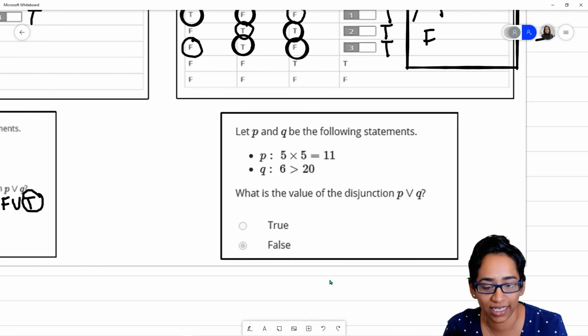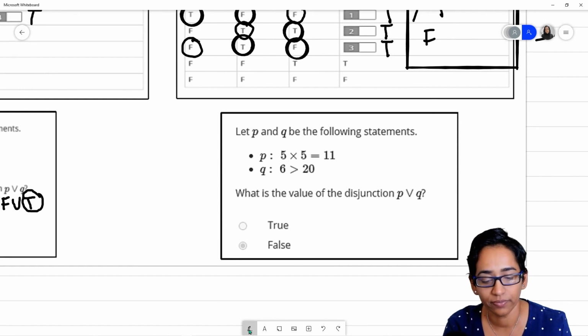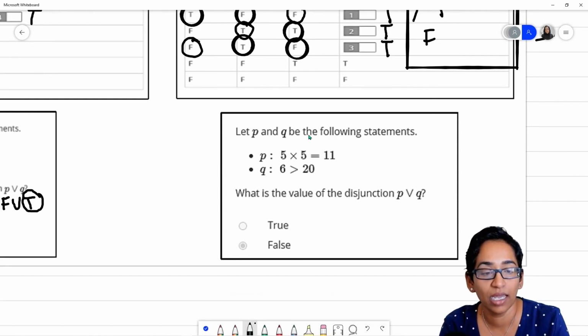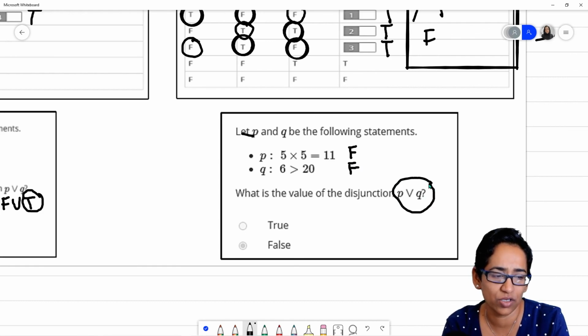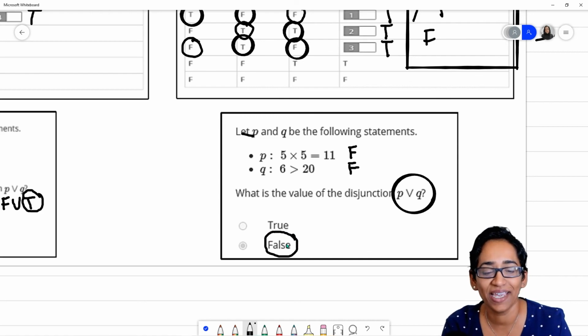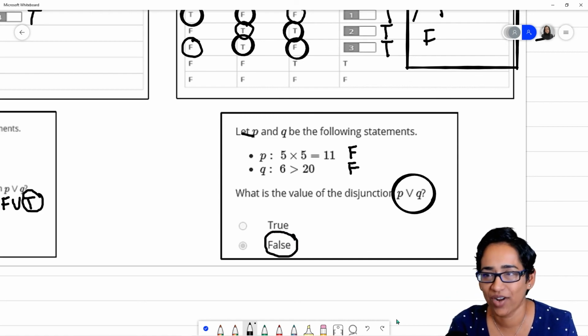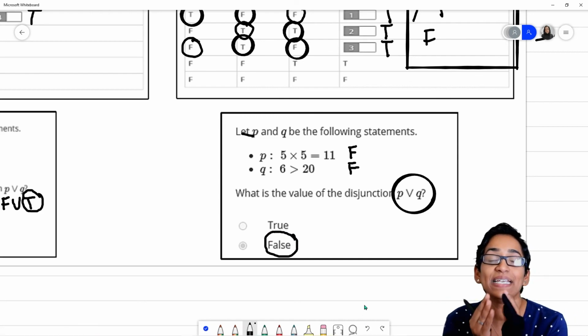Now let's take a look at the next one. Let P and Q be the following statements. 5 times 5 is 11. Since when? This is false. 6 is greater than 20. Since when? This is false. So both the statements are false. So by default, this is going to be false. Okay? All right. Again, please take it step by step.